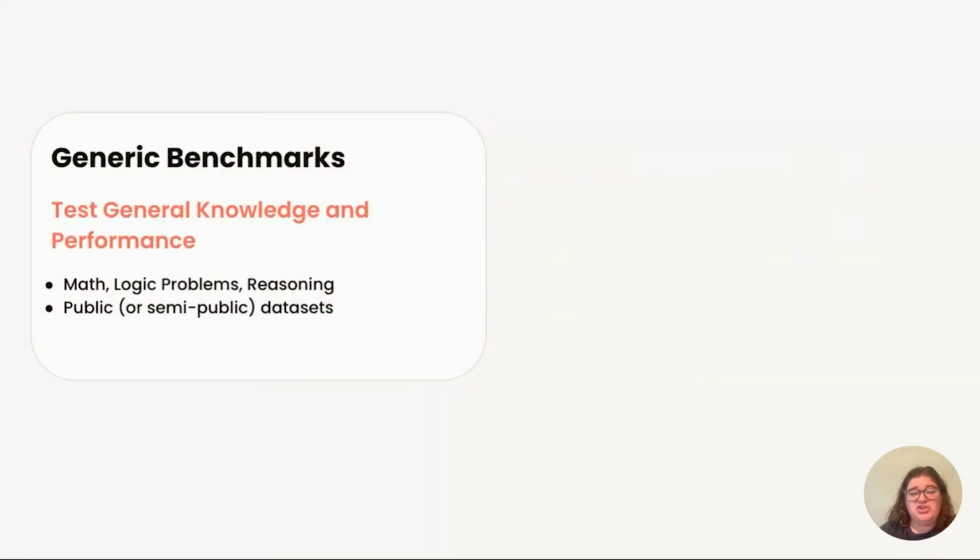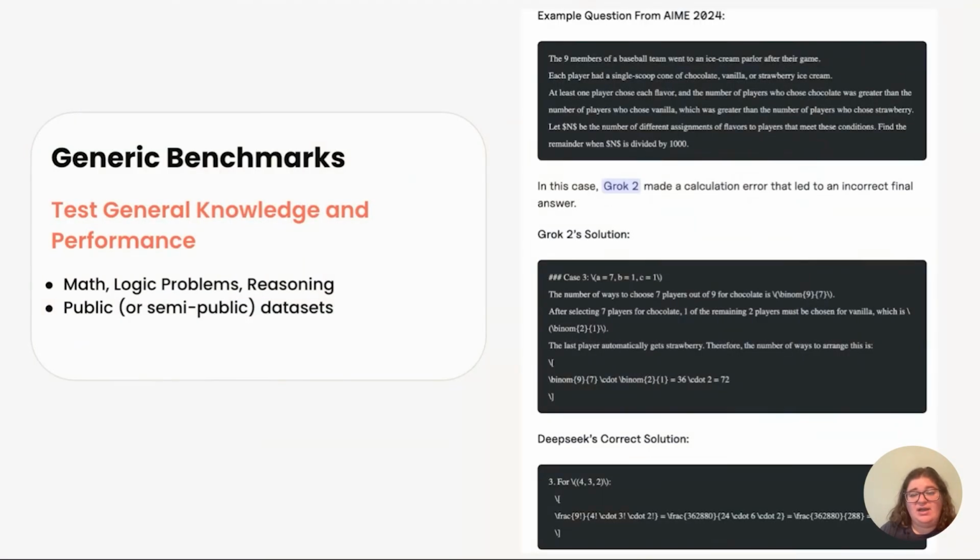You might be familiar with generic benchmarks. These are things like the AIME, which is a high school math exam. There's also HealthBench, which came out in the spring at some point, I think May, from OpenAI, which evaluates healthcare-based questions.